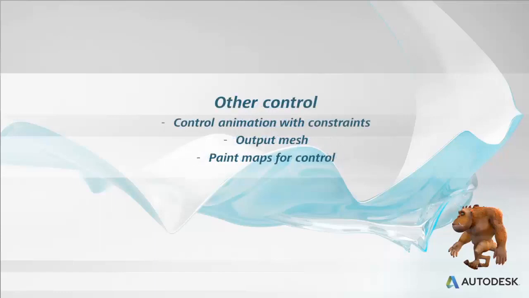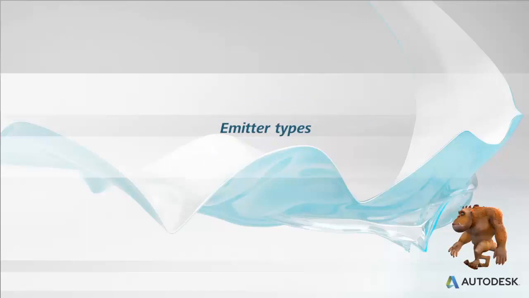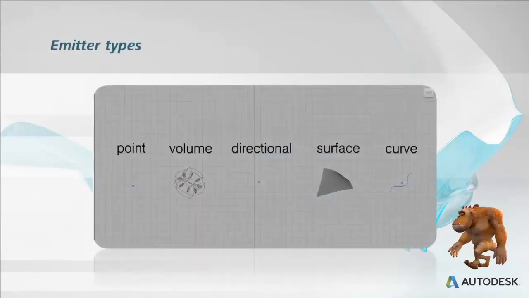We also can control in-particles with constraints because those are tied to Nucleus. So we can constrain particles to themselves or towards other dynamic objects. We can create output meshes within particles, as well as paint maps on other objects for control, which I think is a really cool thing. So let's start off with taking a look at the different emitter types inside of Maya for in-particles.